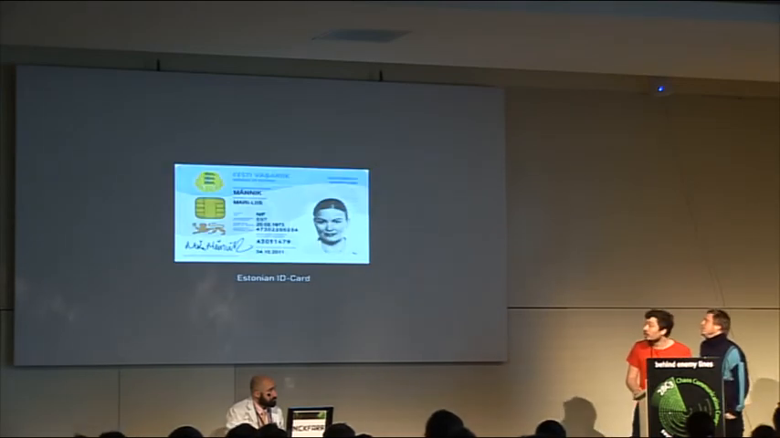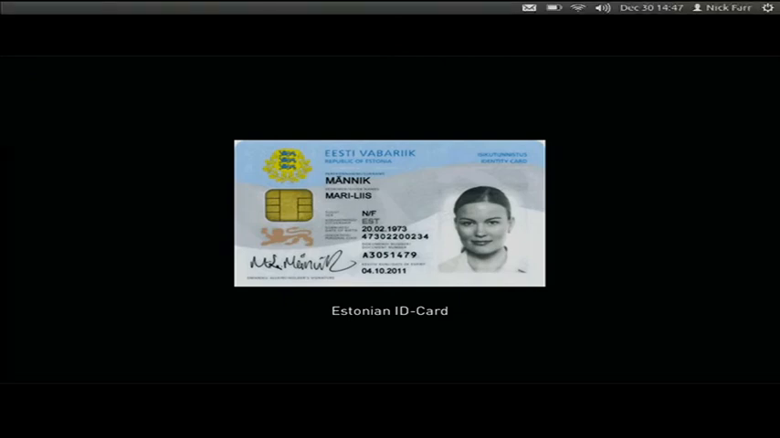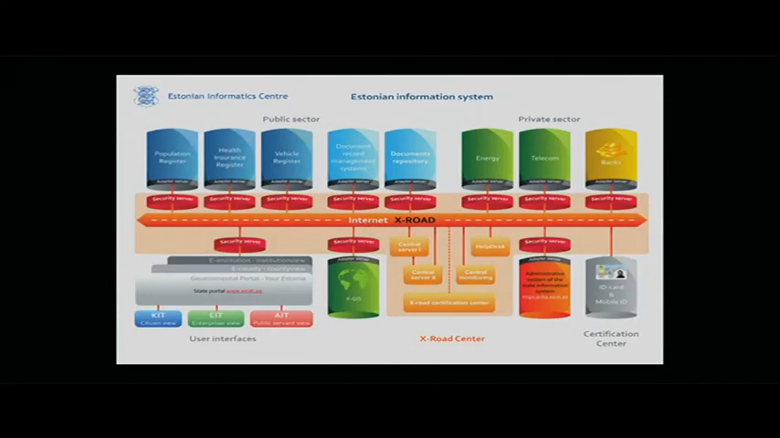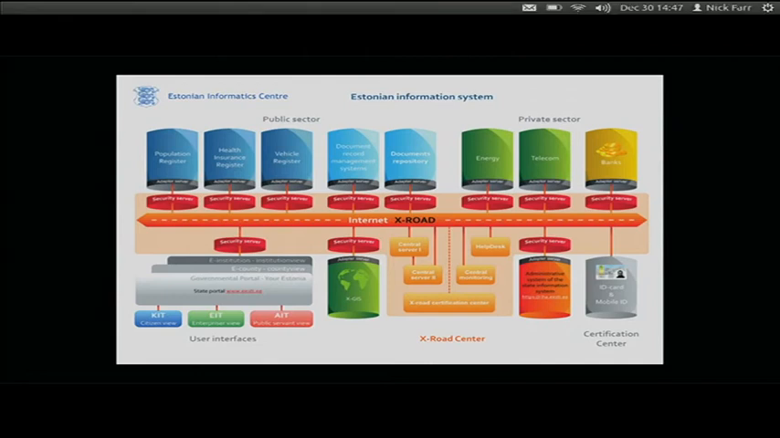Next slide. So this is our national ID card that we have had for over 10 years now. In essence, it's a smart card that has some encryption keys that are signed by the National Government Certificate Agency. So it enables authentication and digital signing. Next slide, please. So over the years, our government agencies have set up different databases collecting information needed for their operation. For example, driver licenses, different kinds of permits, income tax, etc.